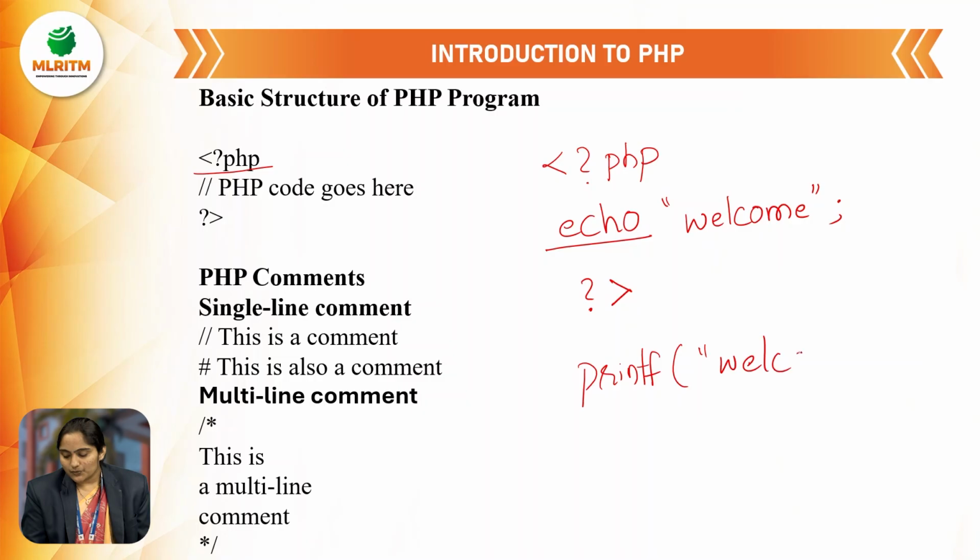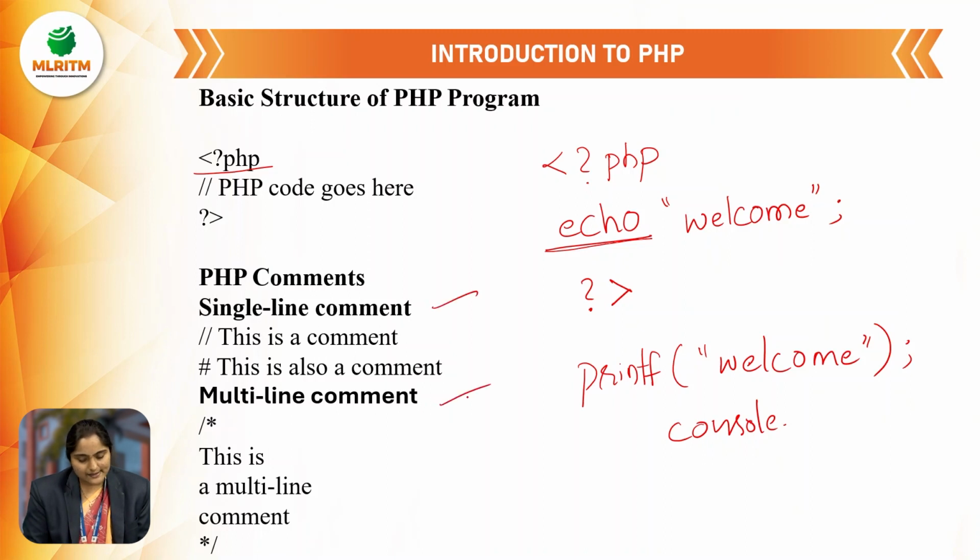In the C language, whatever we write between the double quotes is printed on the console. In the same way, in PHP, echo is the keyword used to print everything on the browser. And here also we have single line comments and multi-line comments, and two slashes are used for a single line comment.